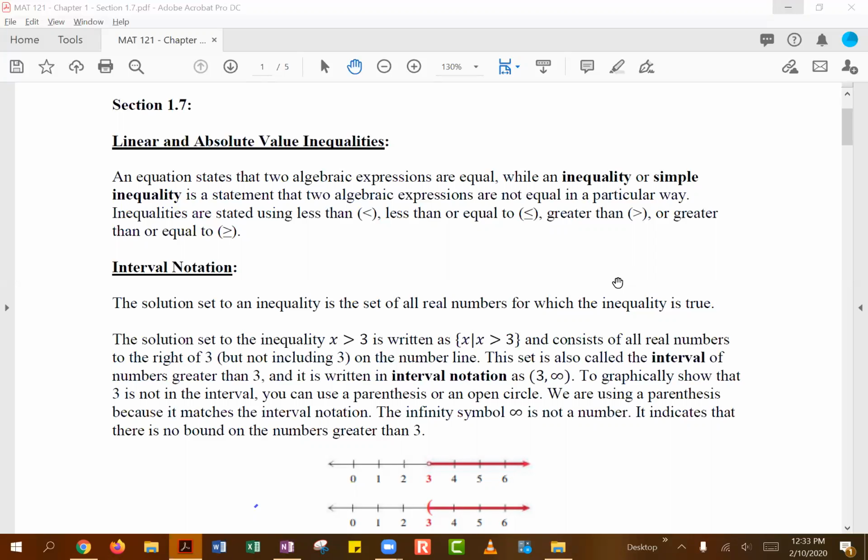If you're just adding, subtracting, nothing changes. If you're multiplying or dividing by a positive number, nothing changes. But the moment you multiply or divide by a negative number, the direction of your inequality has to change. So less than will become greater than, and greater than will become less than.